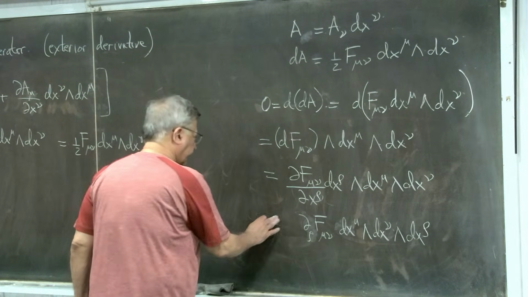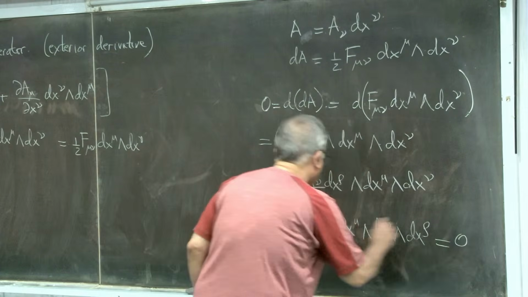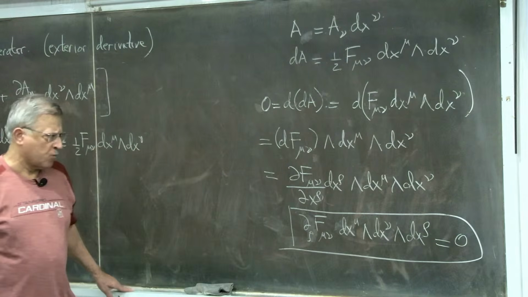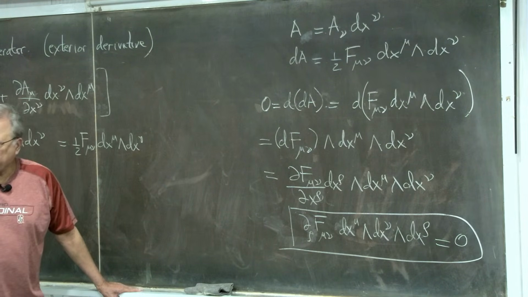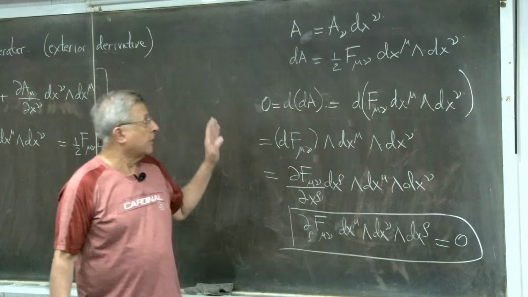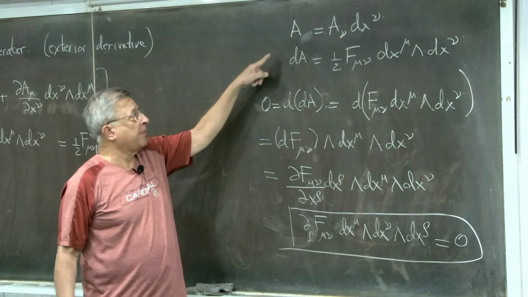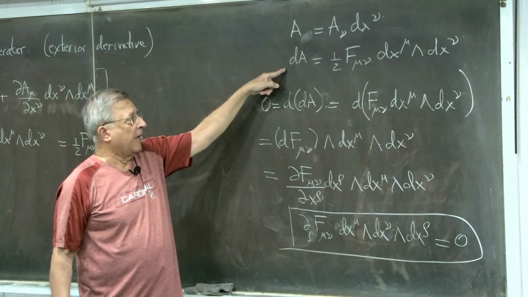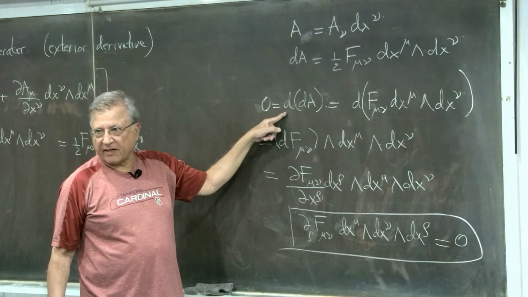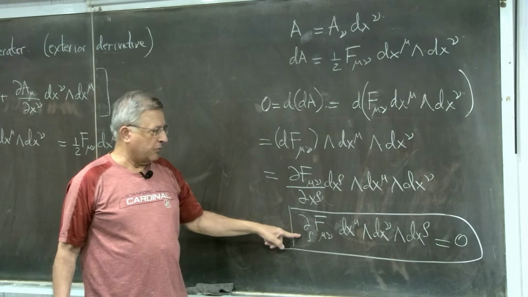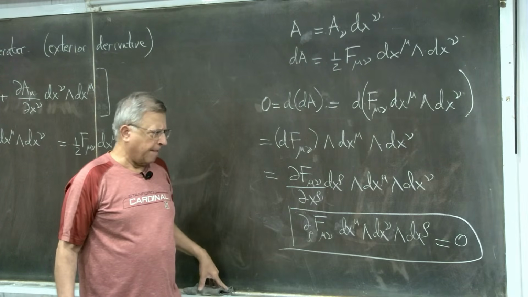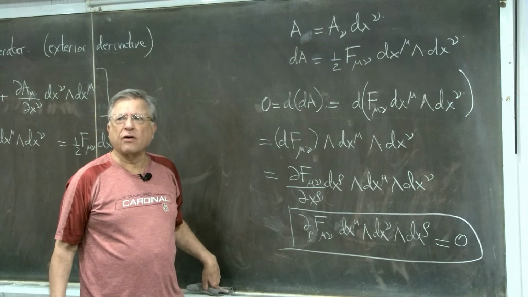And so I have a 3 form now. We started off with a 1 form, got a 2 form, and then took the exterior derivative of that and got a 3 form. And now we have this 3 form relation over here. So now let's explore what this is about.